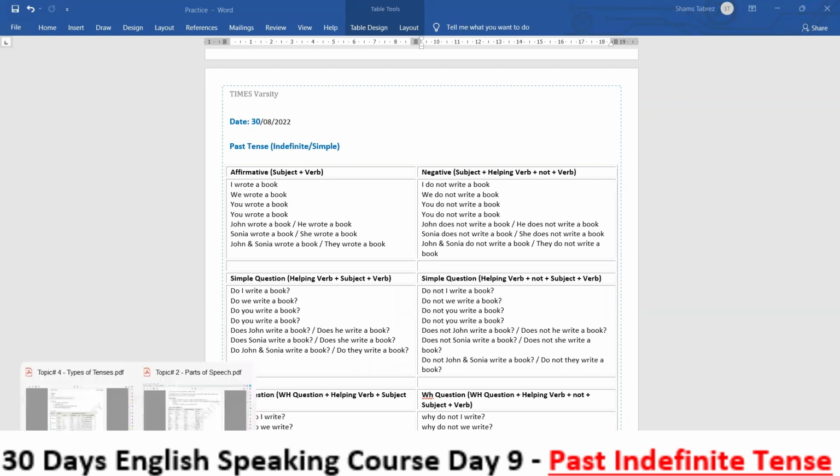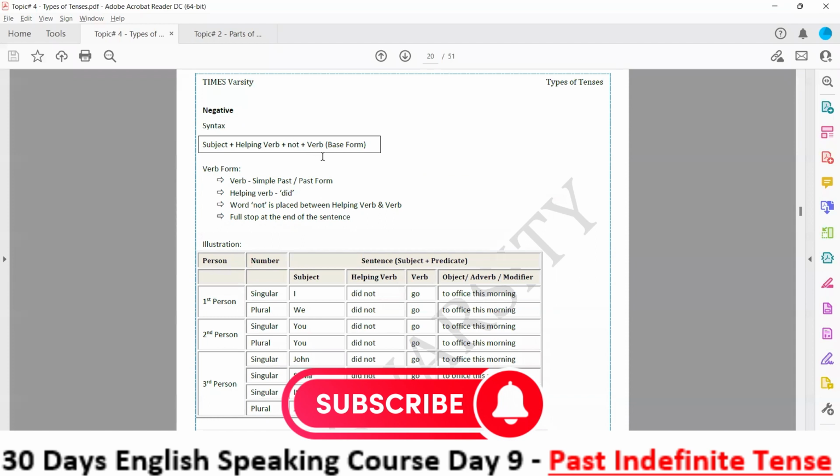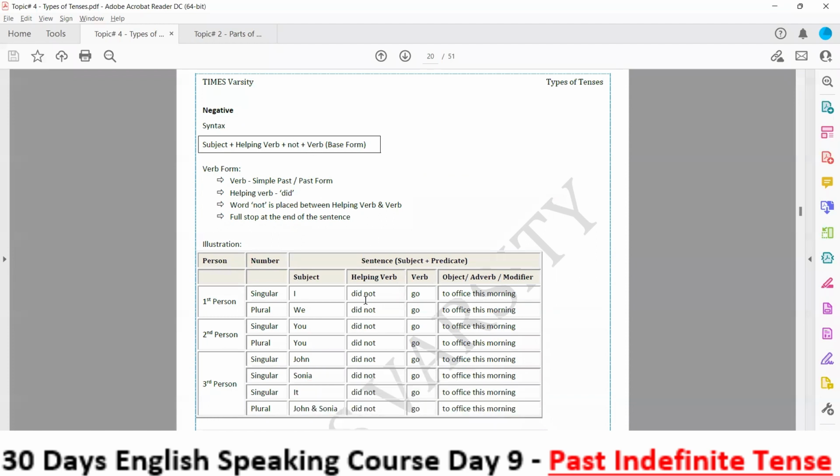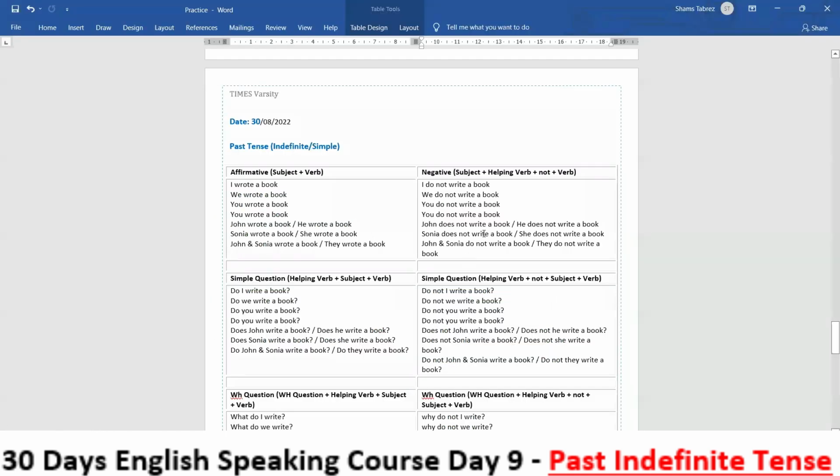As you can see, look at the syntax. What is the syntax? Subject, helping verb, not, and verb. The helping verb did is used and not is added. Then the first form of the verb is used. Considering this, now tell me what is the answer? I do not wrote a book.